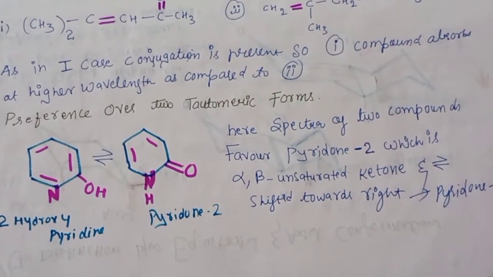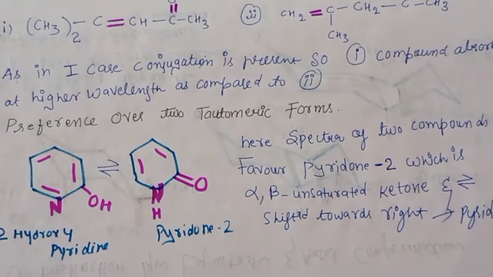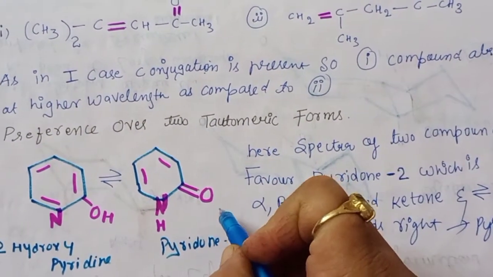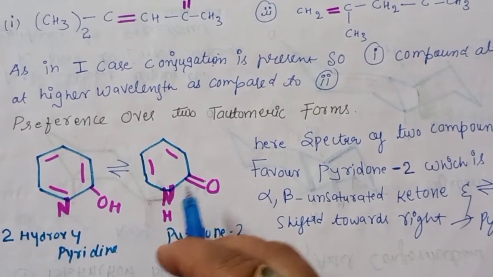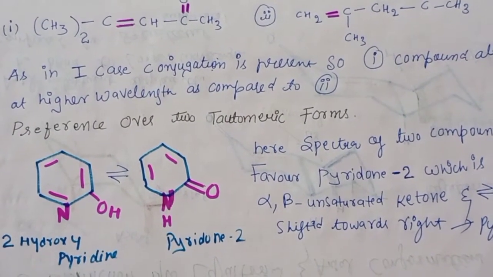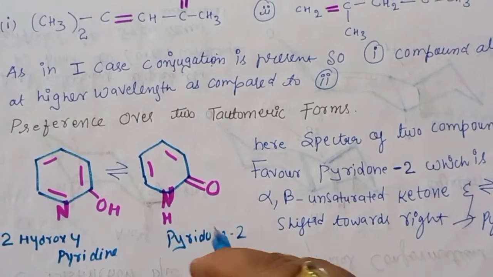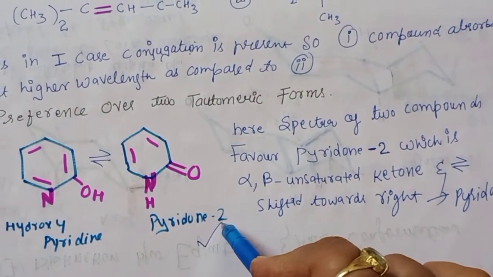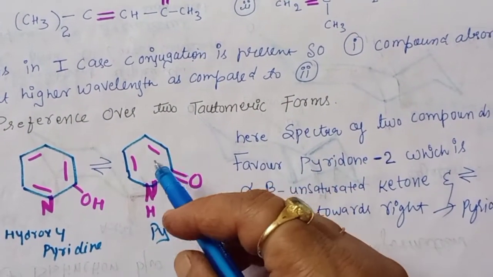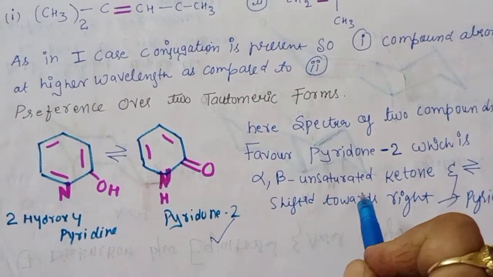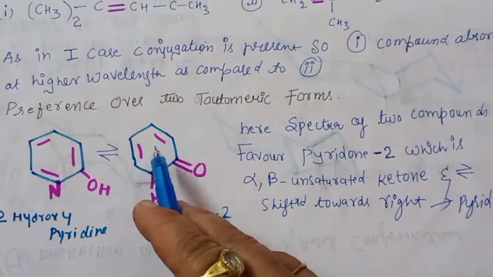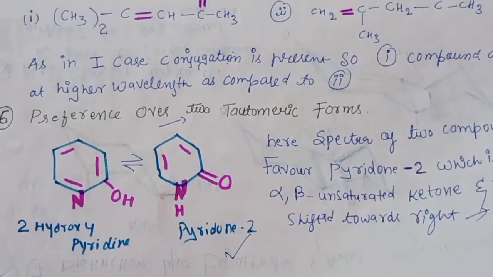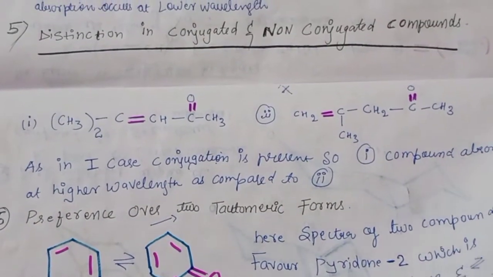Next is the preference between two tautomeric forms. I hope you have studied tautomerism, keto-enol tautomerism. This is the ketone group, this is the alcohol group. Keto-enol tautomerism is shown in these two compounds. This is 2-hydroxypyridine and this is 2-pyridone. If we see the structures of the two compounds, it will favor 2-pyridone. Again, why? We can see the conjugation: double bond, single bond, double bond. So it's an alpha beta unsaturated compound and the equilibrium will shift towards the 2-pyridone side, meaning this compound will absorb at the higher wavelength. So this is an easy example, only 1-2 lines you have to write.